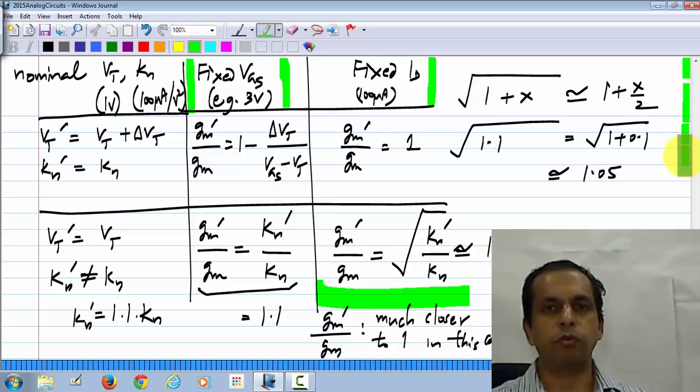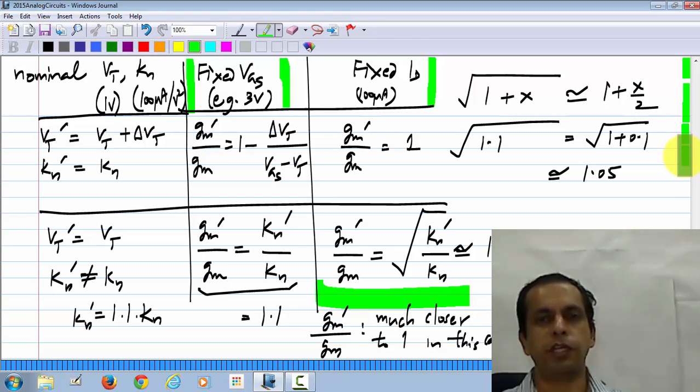So, what we need to do now is to find out ways of biasing the transistor where the current will be fixed, not the gate source voltage. We will see how to do that in the forthcoming lessons.